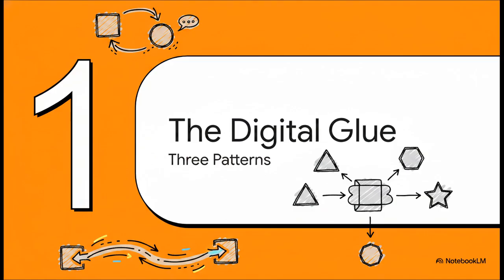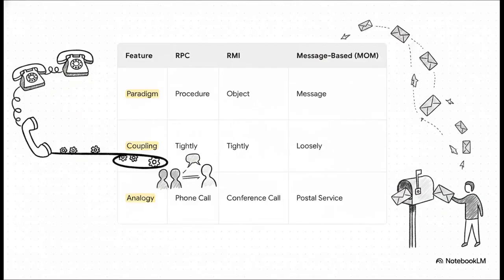Middleware is the big idea, but it's definitely not a one-size-fits-all kind of deal. There are actually three main styles, or patterns, that applications use to talk to each other, and you'll see each one has a totally different vibe. This table gives us a really nice high-level snapshot of what we're talking about.